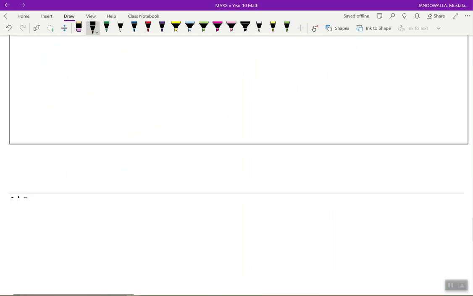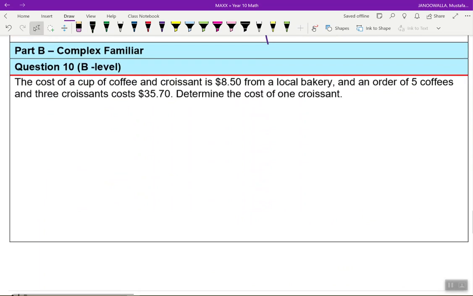Okay, let's go down to the last question of this paper, which is a B level one, which is also to do with simultaneous equations. So let's read it. The cost of a cup of coffee and croissant is that. So one coffee and one croissant is $8.50. Okay, an order of 5 coffees and 3 croissants is that. So I need to create two equations to do with coffee and croissant, then solve them simultaneously. So let's do it.